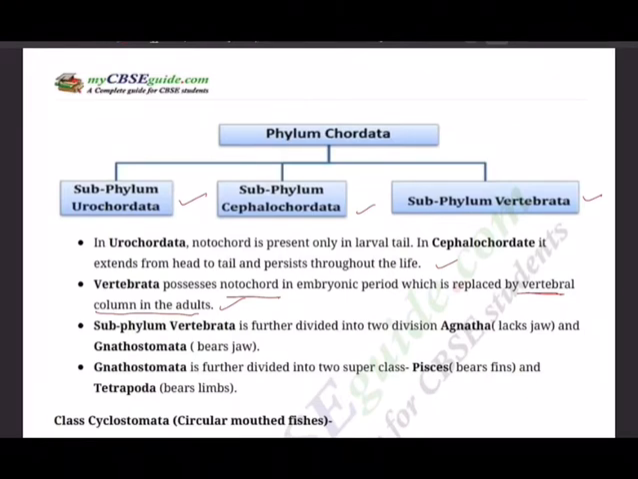Agnata. Gnata means jaw. Agnata, absence of jaw, lacks jaw, jawless fellows. And Gnathostomata, having jaw, say maxilla and mandible. Gnathostomata is further divided into two superclasses. What are those superclasses? Pisces, that is fishes having fins, and Tetrapoda. Tetra means four, poda, legs. Tetrapoda, bearing limbs.